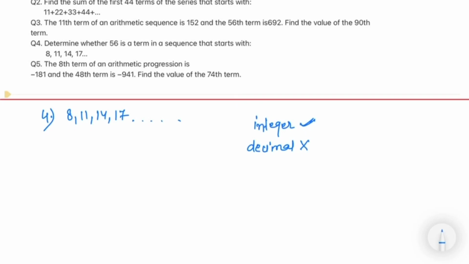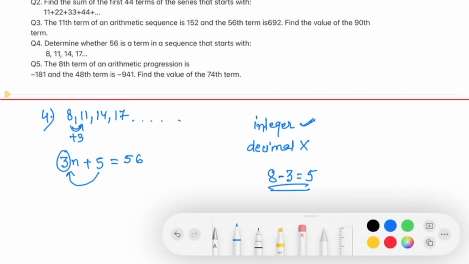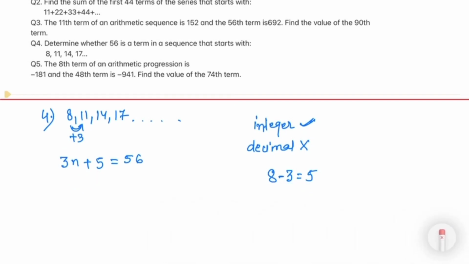Okay, now to understand that, first of all, what we'll do is find the common difference. So the common difference is 3, right? So 3n plus. Now 8 is the first number. So 8 minus 3 is how much? 5, right? So we'll write 3n plus 5 equals 56. Okay? Because 5 plus 3 is 8. And why did we write 3? Because 3 is the common difference between them. Okay? So this is the formula again, which you have to keep in mind.